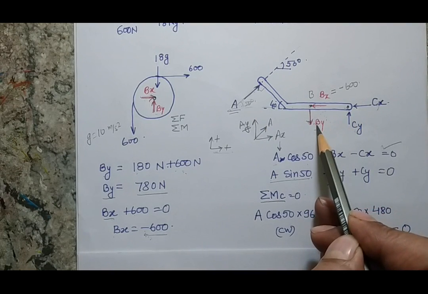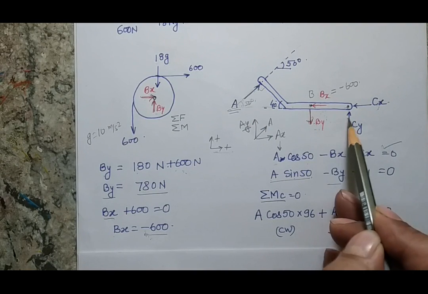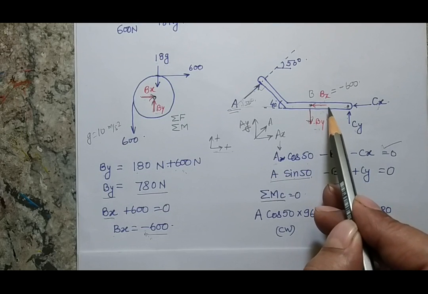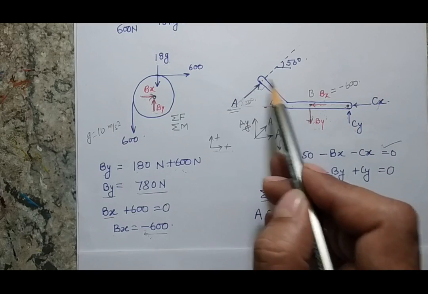One is the By force. The By will have a force, and this is the perpendicular distance for the By. If I see the effect of Bx, the effect of Bx will be 0, because the line of action of Bx is passing through this point. Then there are two forces.